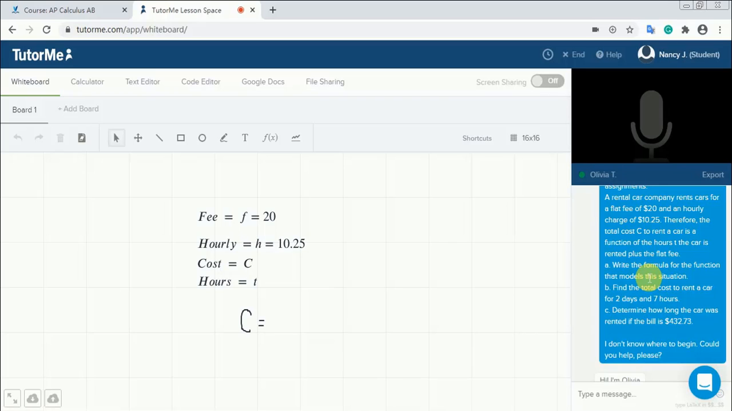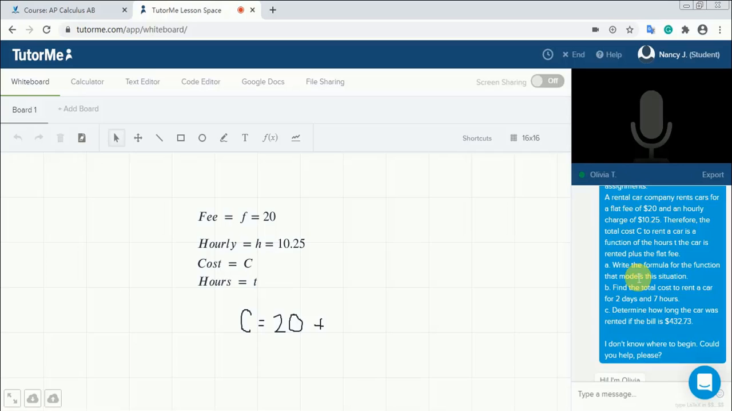Okay. So it says that we have a flat fee of $20. So that means that no matter what, you're going to pay $20 first, right? So you think we should put a $20 here? Yes, we should. Okay. So we'll put 20. Okay. So it says the total cost to rent a car is a function of the hours T the car is rented plus the flat fee. So we just did the flat fee. Now we have to add the function, so the hours T the car is rented. So we're going to have T hours, right?